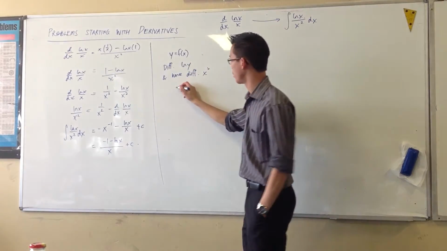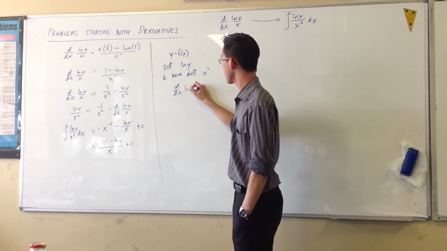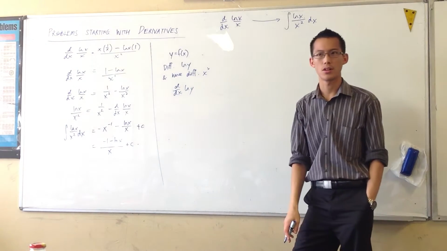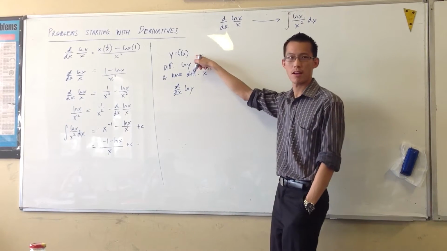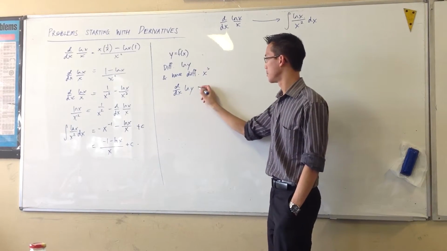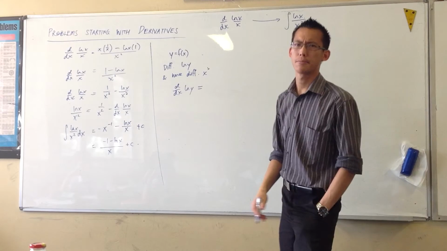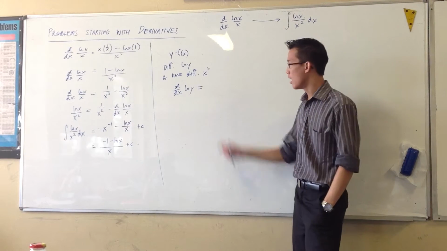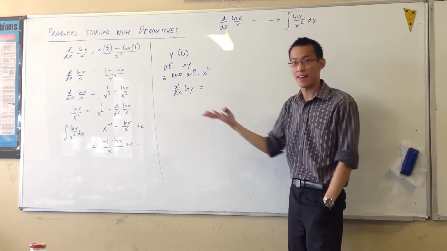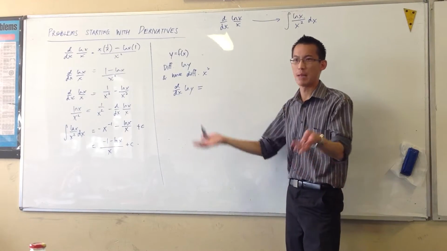This is the first part, the clue. Differentiate log of y, okay? Now, if y is just a function, we're taking log of a function. This is chain rule. What does it look like? Yeah, that's right. y dash on y. We're used to saying f dash on f, right? But it's just labels, yeah?